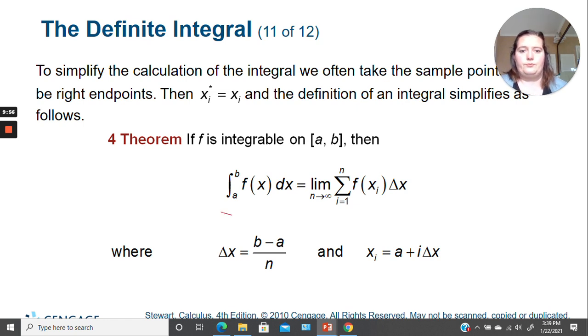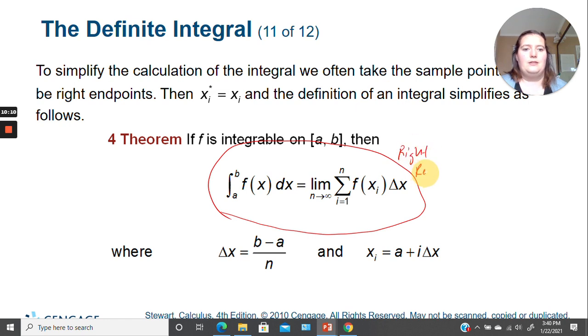So final kind of definition here. The definite integral is going to be equal to the right Riemann sum. So this is the right Riemann sum. And what I mean by that is when you break those subintervals down, choose the point that's on the right, plug it into your function, and that'll give you the height.